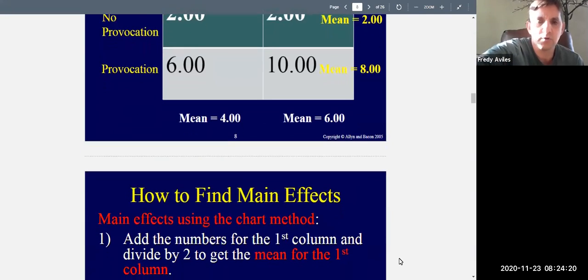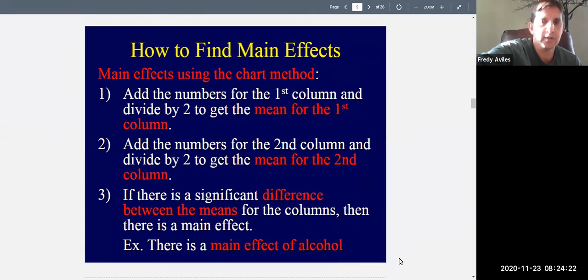So I think that is described for you here. Let's go to the next slide. Main effects using the chart method. And remember, the chart really means the table. We're looking at the numbers. It says add the numbers for the first column and divide by 2 to get the mean for the first column. Add the numbers for the second column and divide by 2 to get the mean for the second column. All we're doing is finding averages for the first column and for the second column.